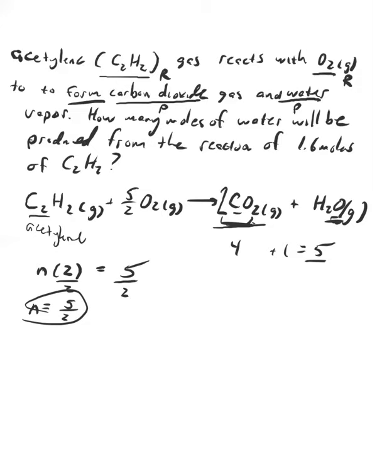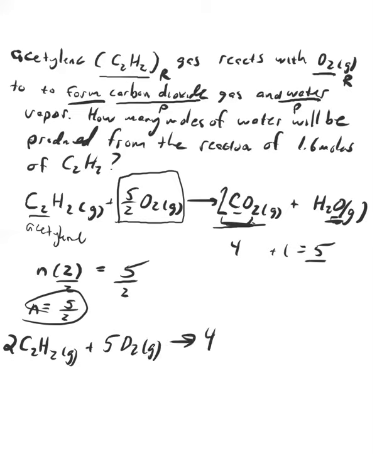But it's now balanced. So we said if you want to have whole numbers, you multiply everything by 2, and that will get rid of the fraction. Because if you multiply this by 2 here, 5 halves times 2 is 5. So same thing. So multiply everything. 2 C2H2, 5 O2, 4 CO2. Multiplying everything by 2, and now it's balanced. It was balanced with the 5 halves, okay? But if you want to have whole numbers, that's what you would do, okay?